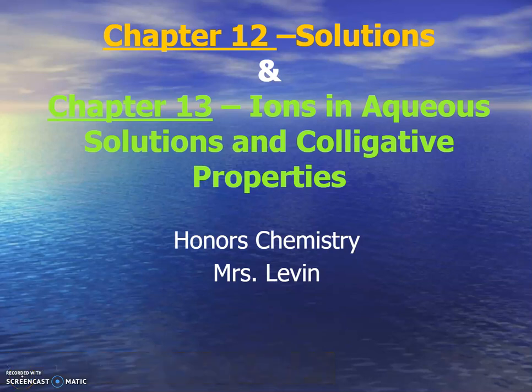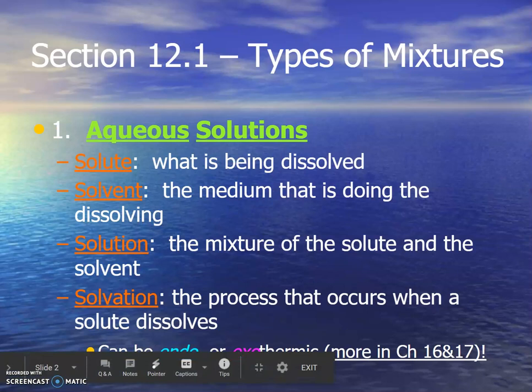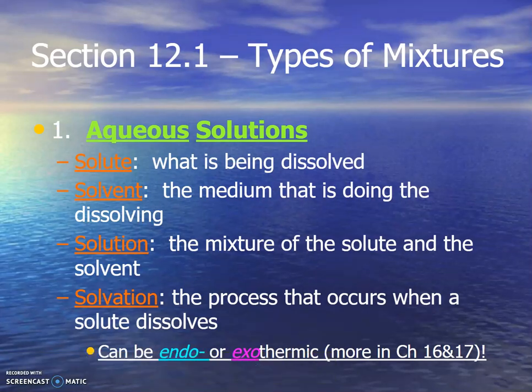I'm here to introduce chapters 12 and 13, all about solutions in aqueous systems, and talk a little bit about their colligative properties as we go on in this playlist. All right, so first things first, what are the different types of mixtures that we can have? We can have solutions, we can have colloids, and we can have suspensions.